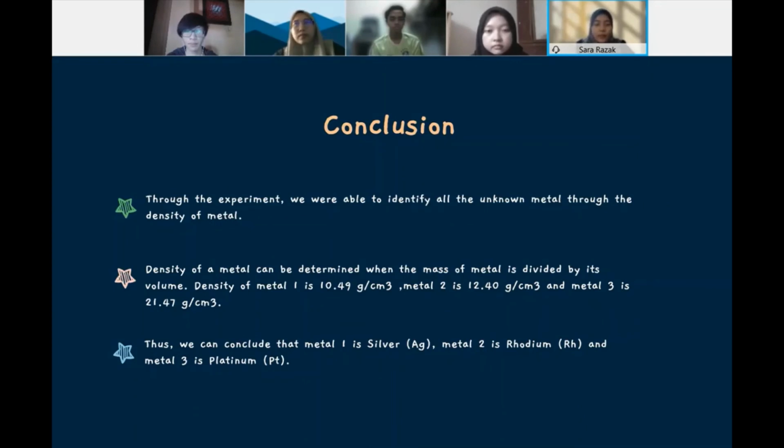And for the conclusion, through the experiment, we are able to identify all the unknown metals through the density of the metal. Density of a metal can be determined when the mass of the metal is divided by its volume. Density of metal 1 is 10.49 gram per centimeter cube, metal 2 is 12.4 gram per centimeter cube, and metal 3 is 21.47 gram per centimeter cube. Thus, we can conclude that metal 1 is silver, metal 2 is rhodium, and metal 3 is platinum.